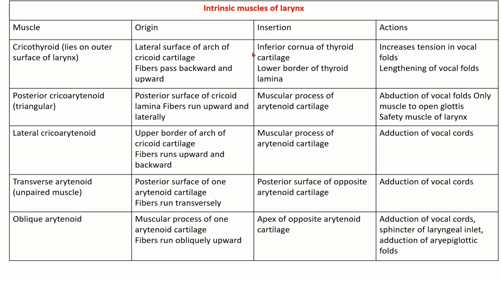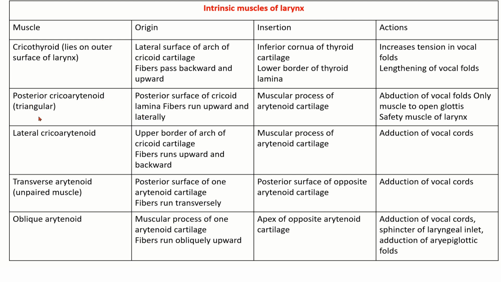Intrinsic muscles of the larynx. Let us see in detail about the origin, insertion, and actions. Nerve supply we have already dealt with. So cricothyroid lies on the outer surface of the larynx. Origin: lateral surface of the arch of the cricoid cartilage. Fibers pass backward and upward. Insertion: to the inferior corner of the thyroid cartilage and also to the lower border of the thyroid lamina. Action: increases tension in the vocal folds, lengthening the vocal folds.